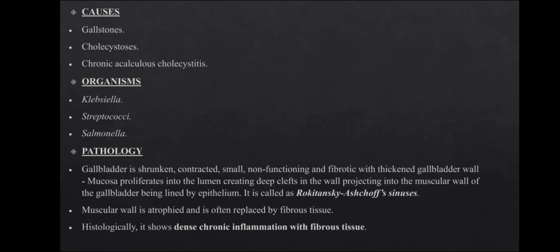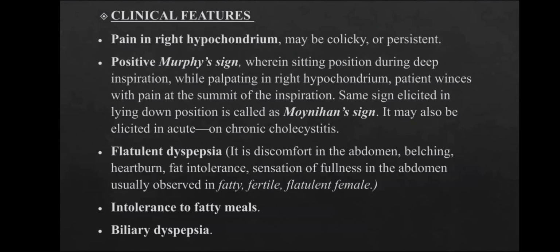So, in chronic cholecystitis, in the pathology the mucosa proliferates into the lumen and creates deep clefts in the muscular wall of the gallbladder. That is, sinuses are formed inside the muscular wall. The muscular wall is atrophied and replaced by fibrous tissue. Histologically, chronic inflammation is visible. That is chronic cholecystitis. The clinical features are almost the same as acute.